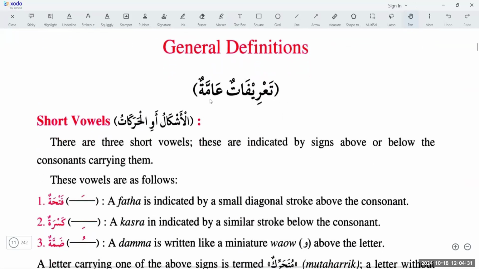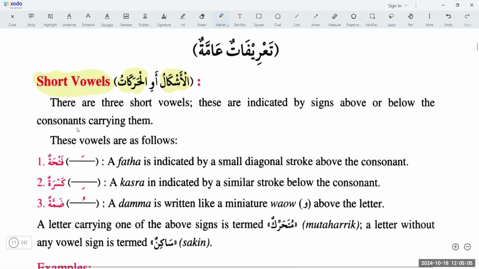Ta'rifat 'ammah. We call it al-ashkal or al-harakat. We can call it al-harakat or we can call it al-ashkal. And in English, we call it short vowels. And with the short vowels, all of you are very familiar. What are the short vowels used in English? There are three short vowels in Arabic.